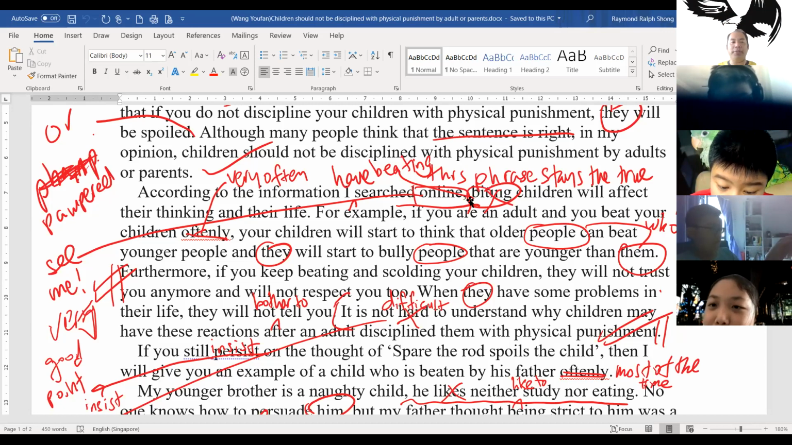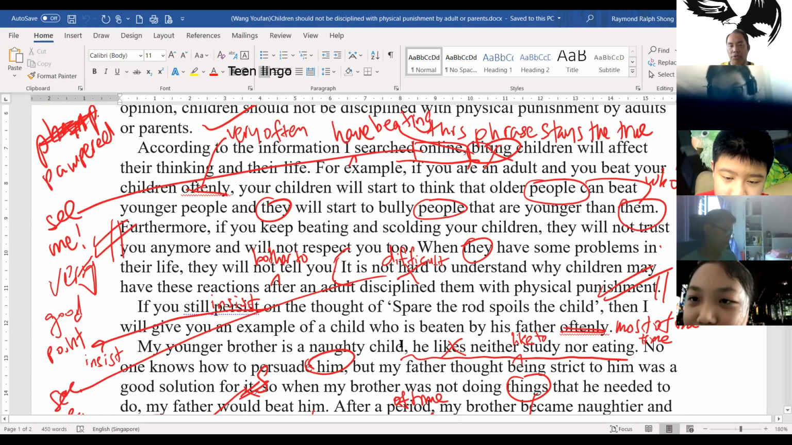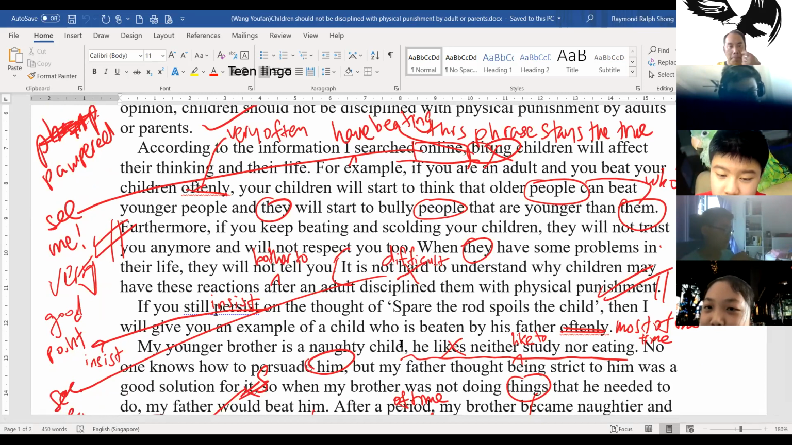It's okay, carry on. And they will start to bully people that are younger than them. Furthermore, if you keep beating and scolding your children, they will not trust you anymore and will not respect you too. Agree. This one very good. Can write this down somewhere in your book. Very good. Okay, Karen. When they have some problems in their life, they will not bother to tell you. It is not difficult to understand why children may have these reactions after an adult disciplined them with physical punishment.